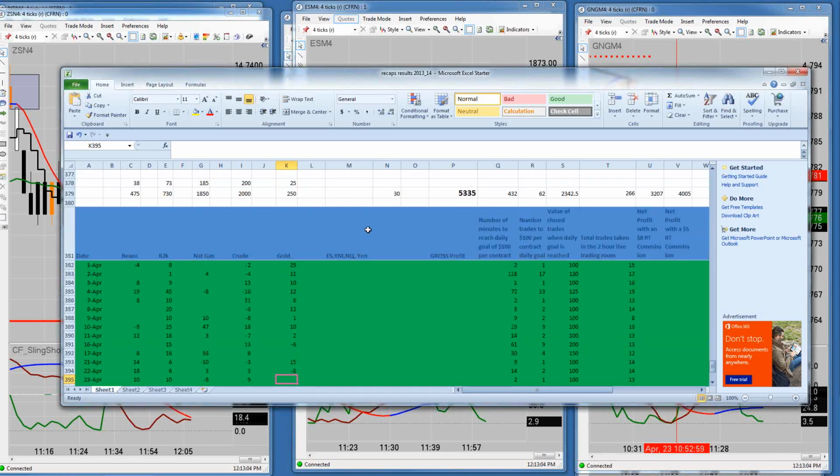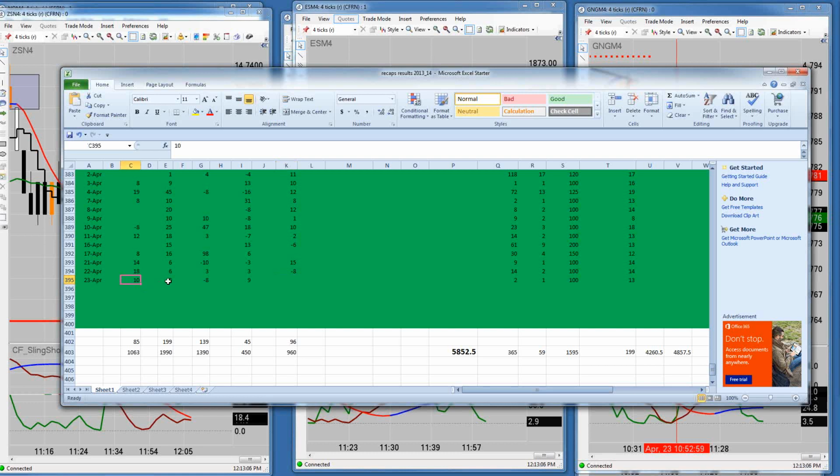The results in the live trading room today. We made 10 ticks on soybeans, 10 ticks on the Russell. We lost 8 ticks on natural gas, and we made 9 ticks on crude oil. Didn't make anything on gold.